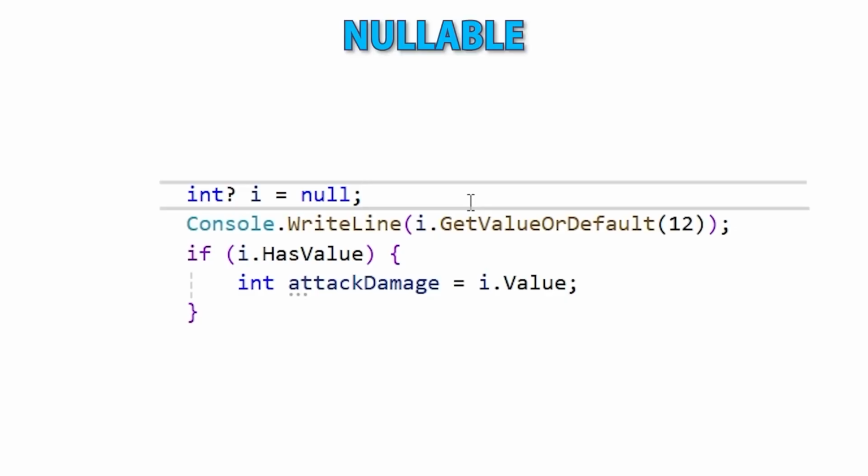Then a lecture on nullable. This is how you can make any type support null. Even value types like int or bool, you can make them nullable to support null. This can be much better than having to predefine some special value, something like -1.